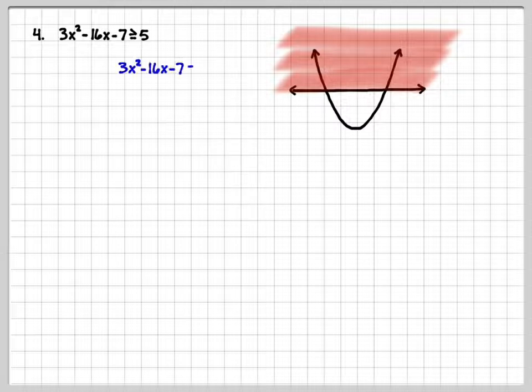So we're going to solve it just like it was an equal sign, and we're going to solve that just like we did before. So we're going to solve by factoring. Subtract 5 from both sides, so the parabola is equal to 0, so the function is equal to 0. And then we're going to factor from here.